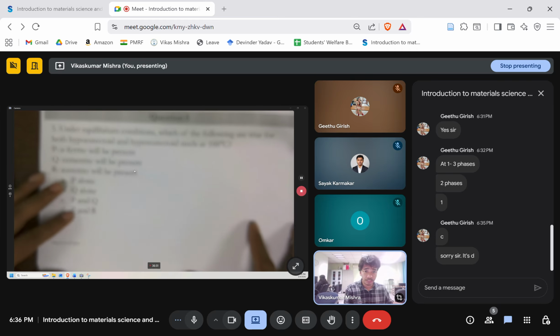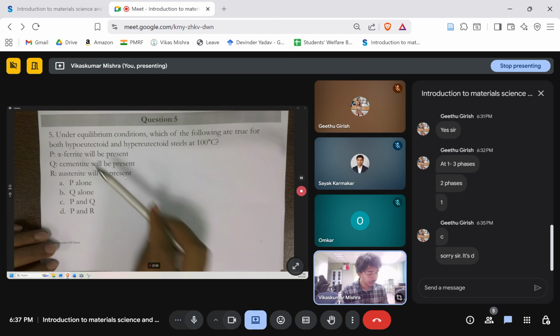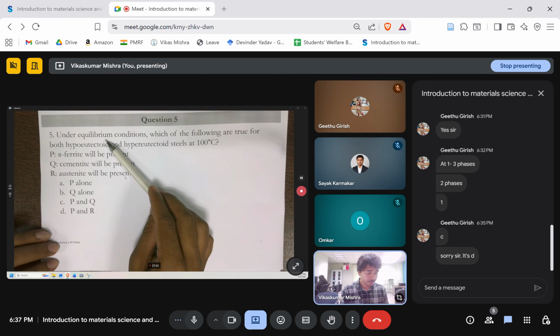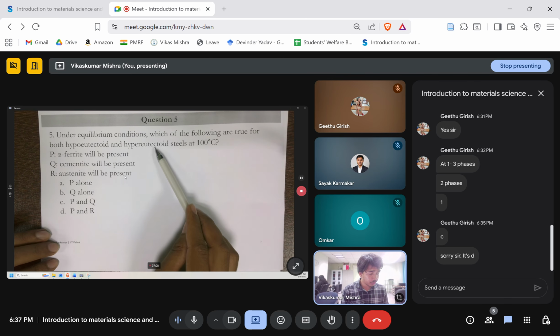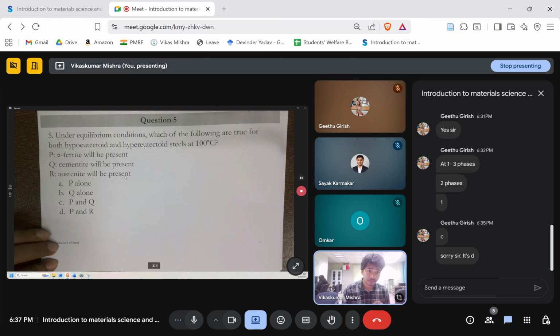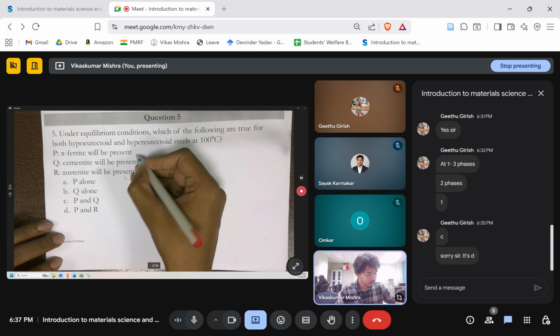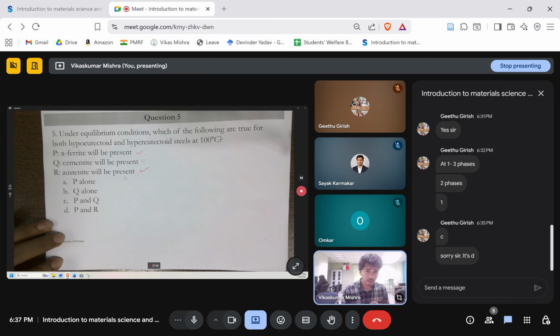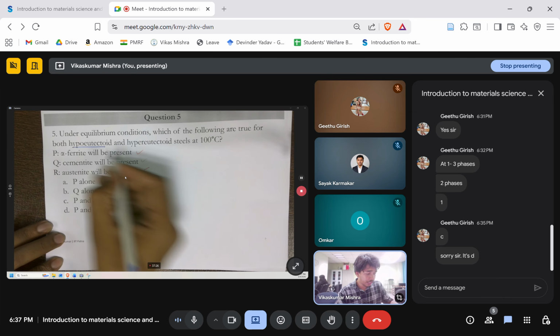The questions can be a little bit tricky, but once we understand the essence of the question, we will easily be able to answer it. Now, let's move to this part. Under equilibrium condition, which of the following are true for both hypoeutectoid and hypereutectoid steel at 100 degrees Celsius? So this is the list of statements which we have to verify would be valid for both.